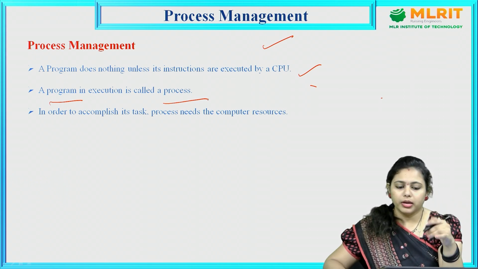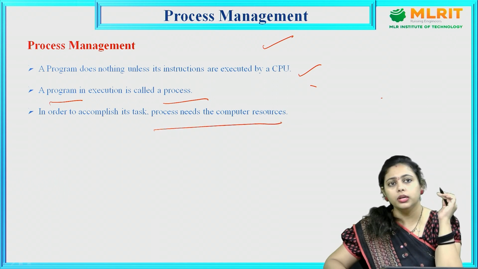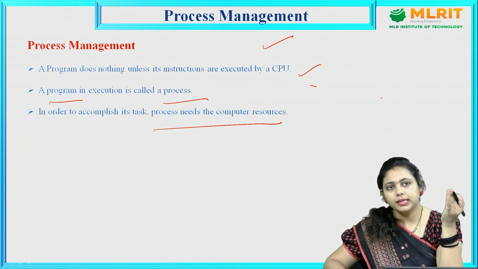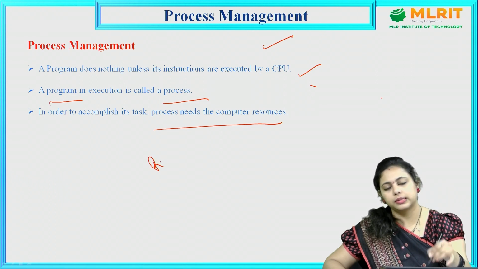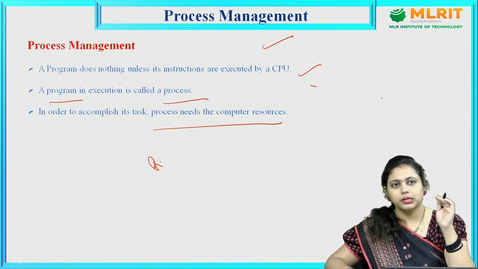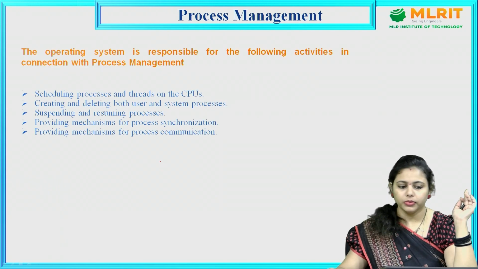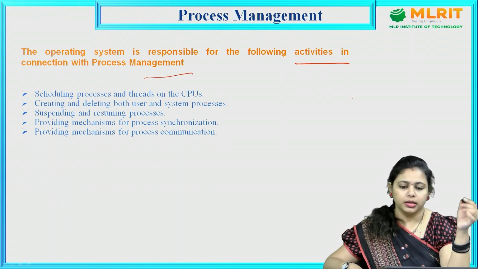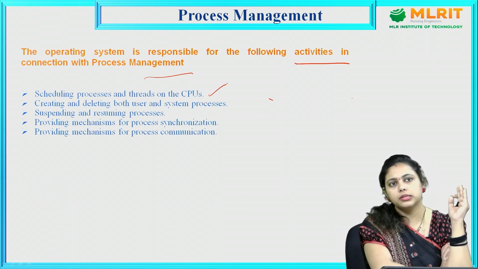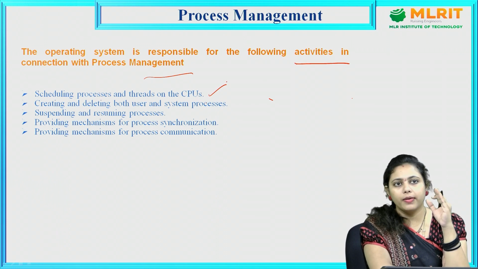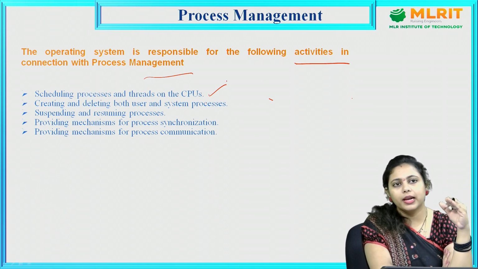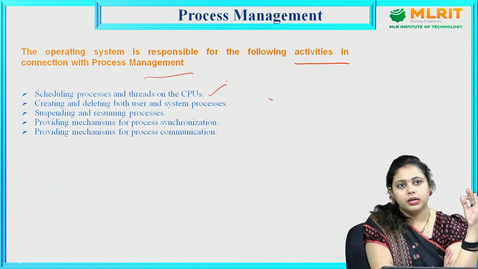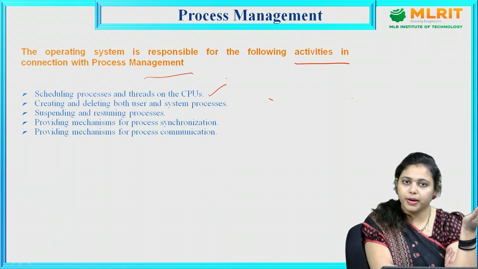In order to accomplish its task, a process needs computer resources. To do a particular task, the process needs the resources. Then only the process can be activated. So what are the activities process management is going to do? Scheduling the processes and threads on the CPU. Each and every process is scheduled. For example, we have different classes, and each faculty is sent to a particular class, say 9:30 to 10:30. That faculty has to stay in that particular class for 1 hour.